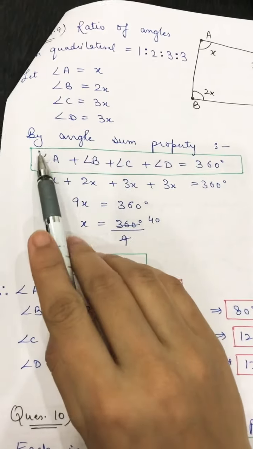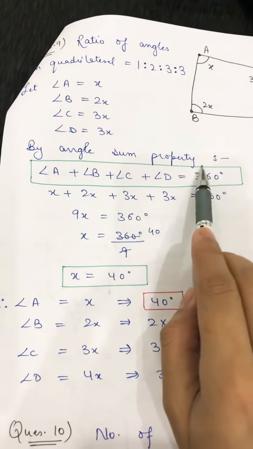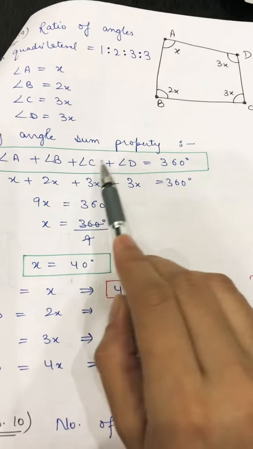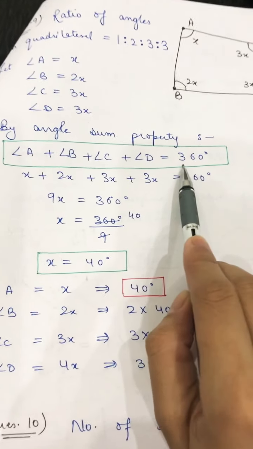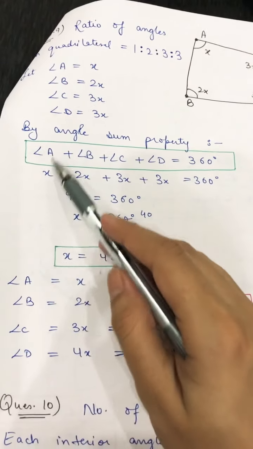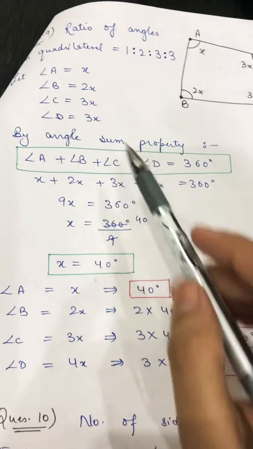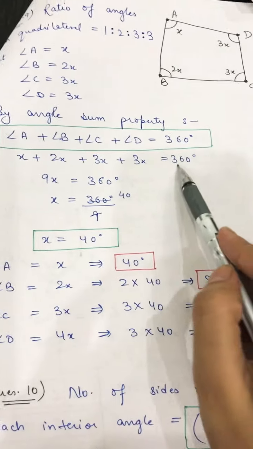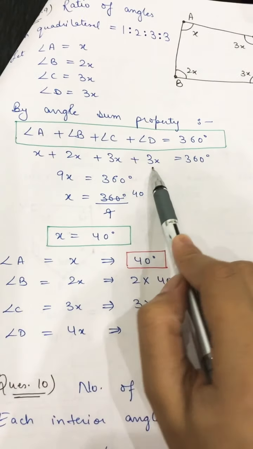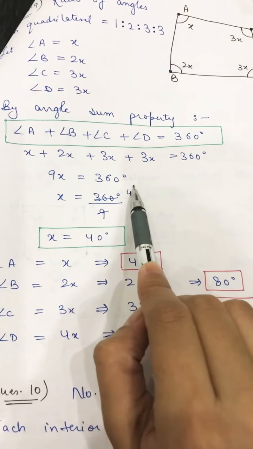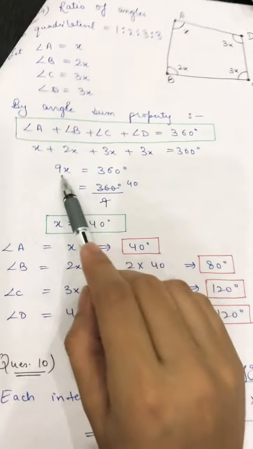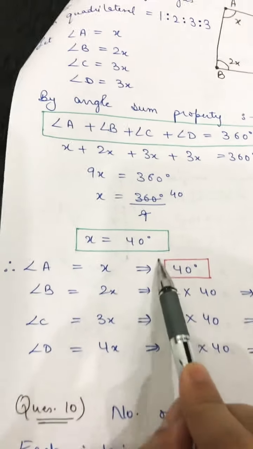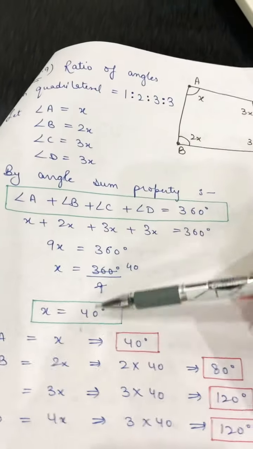Okay, now I'm going to apply the angle sum property. Angle sum property of a quadrilateral is angle A plus angle B plus angle C plus angle D is equal to 360 degree. Now put the value of angle A, B, C, D from here. Angle A is x, angle B is 2x, angle C is 3x, angle D is 3x, is equal to 360 degree. Add all the angles, it is equal to 9x, it is equal to 360 degree. So x is equal to 360 degree divided by 9. Okay, that is equal to 40. So angle x is equal to 40. Okay, this is the value of only x.